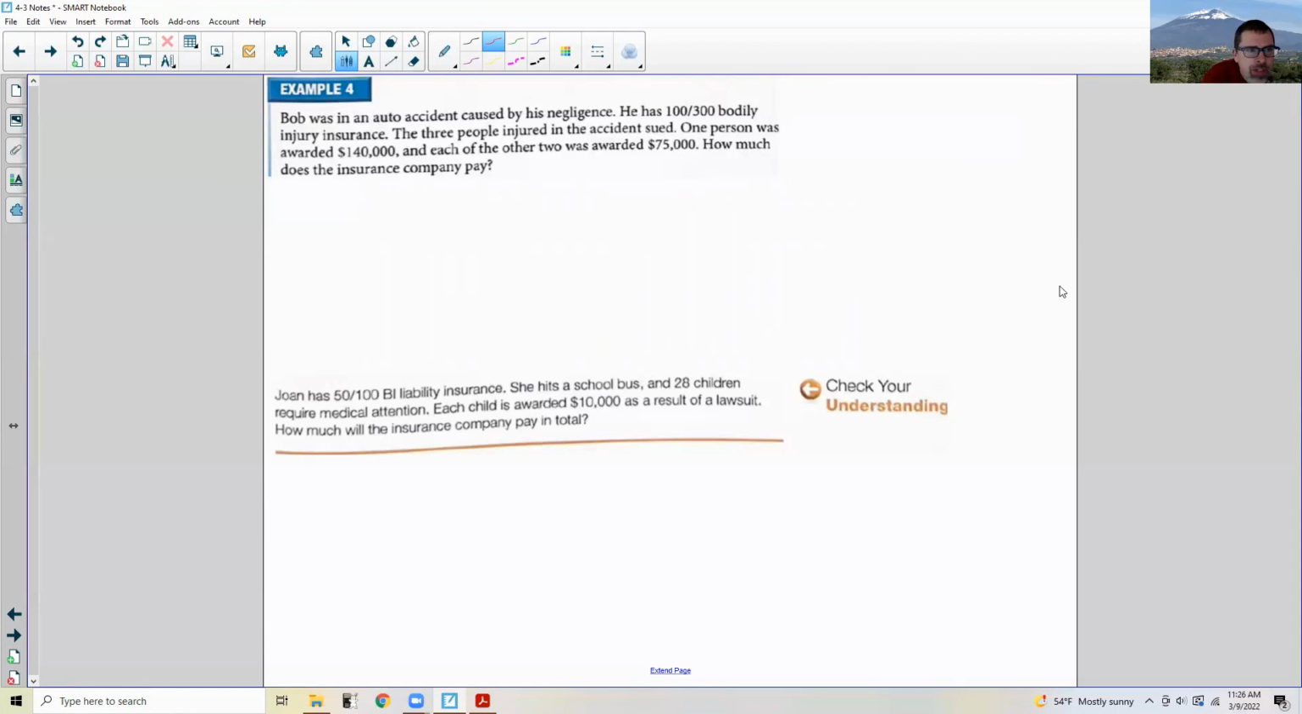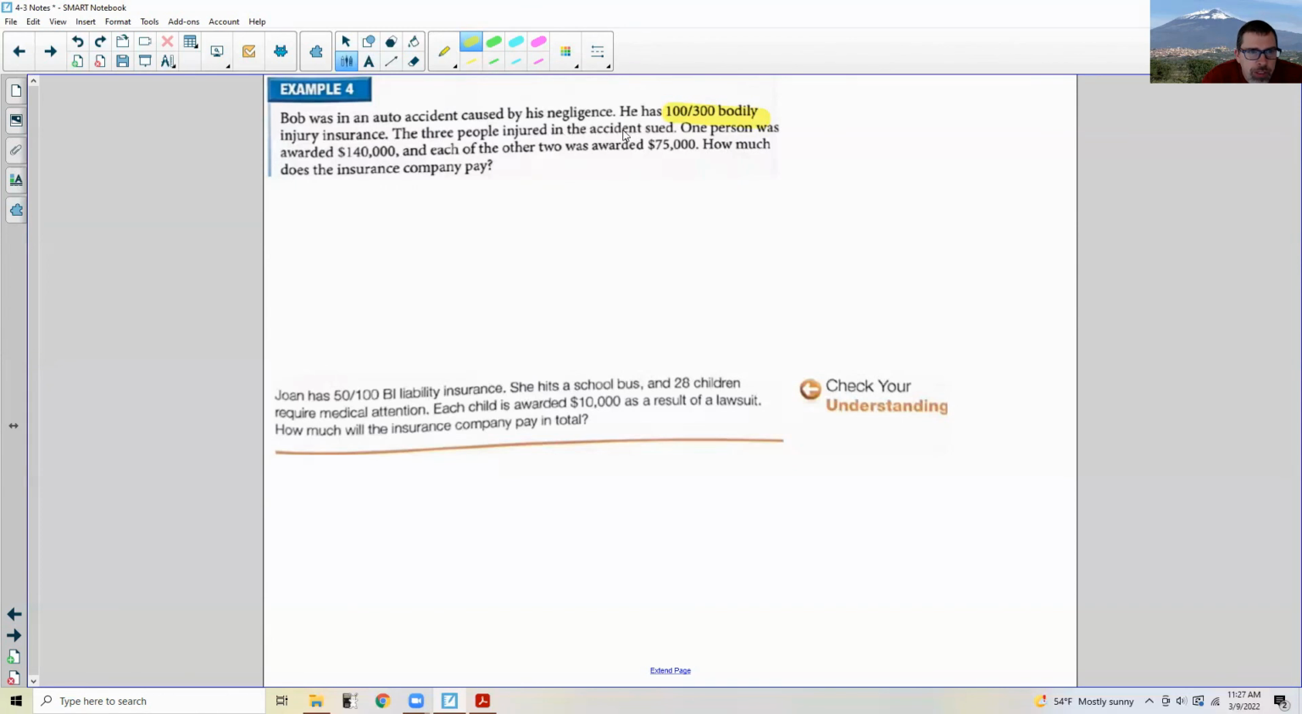So it says Bob was in an auto accident caused by his negligence. Okay, so he was at fault. He has 100/300 bodily injury insurance. Okay, so the company only pays $100,000 to the person who was awarded. So they only pay $100,000 per person is what that means.